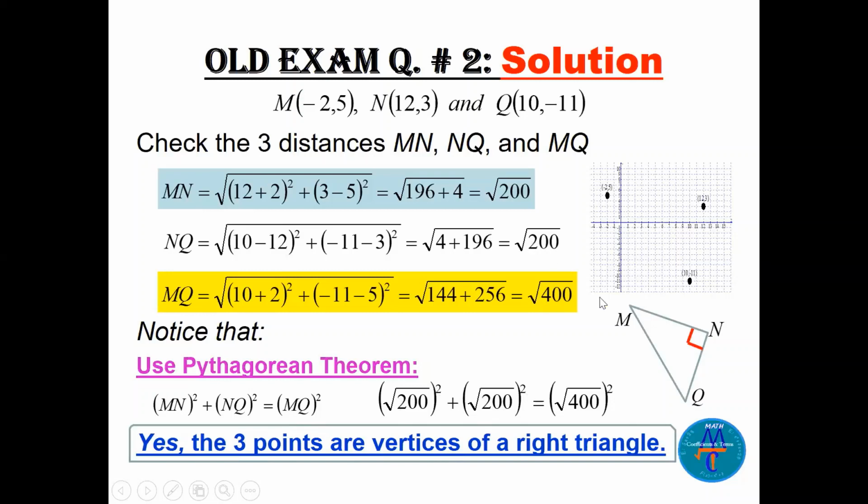MQ is square root of 400. So there is an N here. If this is the longest side, then it is 90 degrees at N. So the answer is yes, they are the vertices of a right triangle.